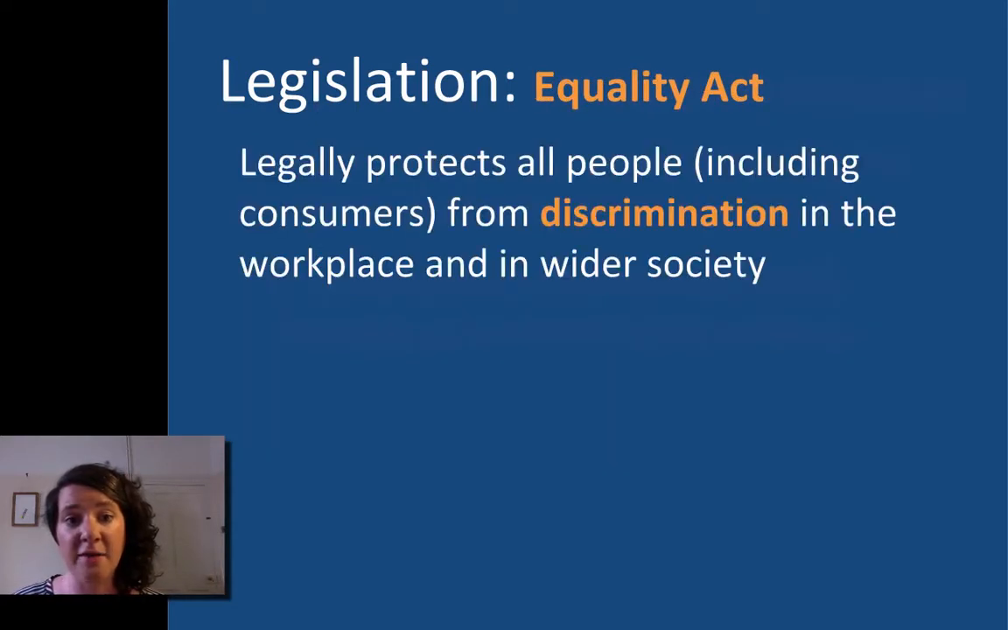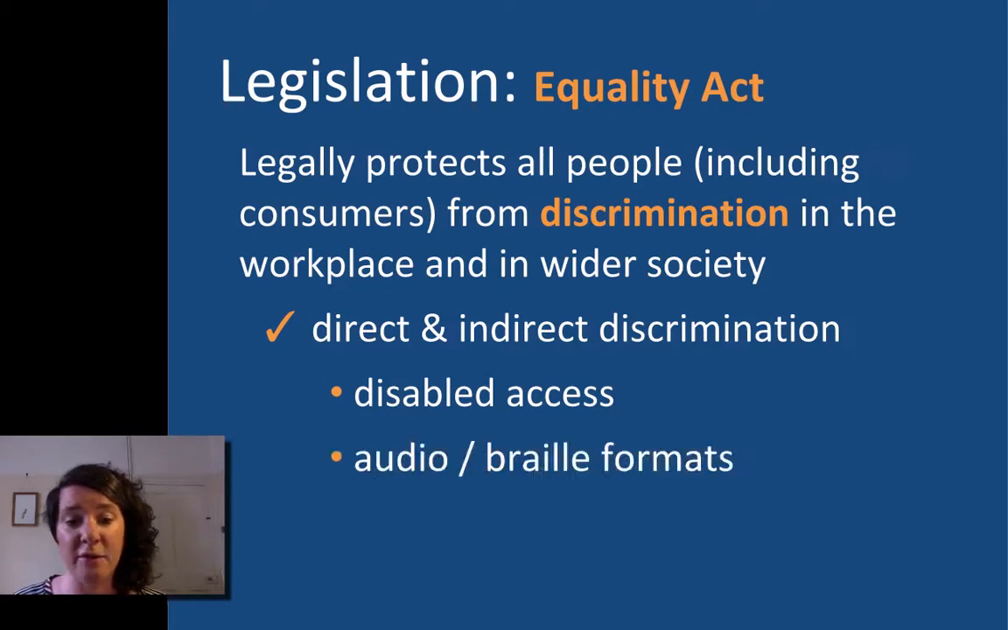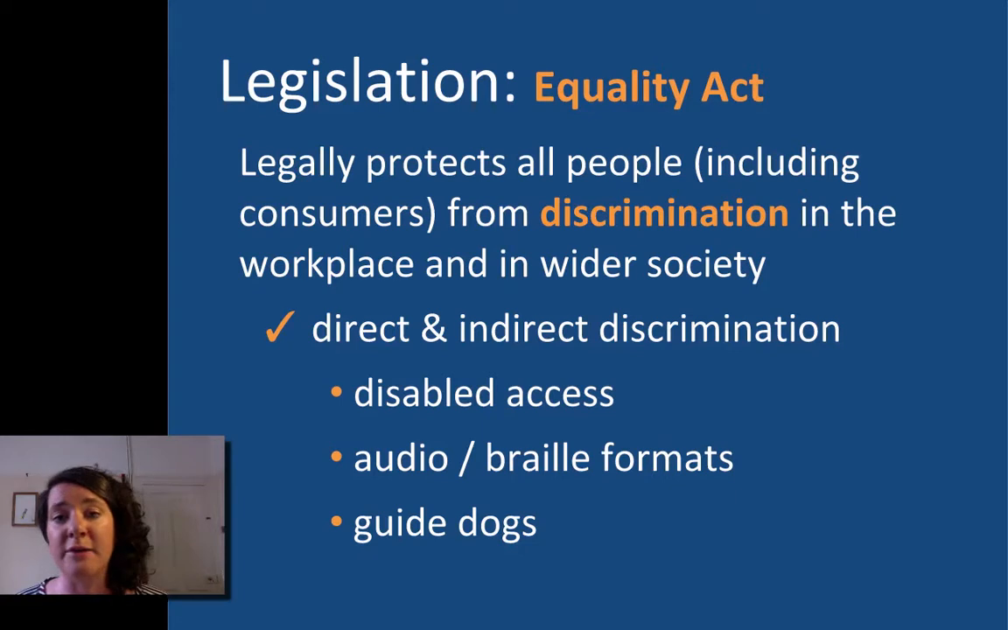Again, the Equality Act legally protects all people, including consumers, from discrimination in the workplace and in wider society. You'll remember that this can be direct or indirect discrimination, and we're often thinking about it in organisations in terms of things like disabled access or offering information in audio or braille formats, for example, for people with visual impairments. Or it may be that you need to allow guide dogs into your organisation or your venue to make sure that you're not indirectly discriminating against those, again, with visual impairments.